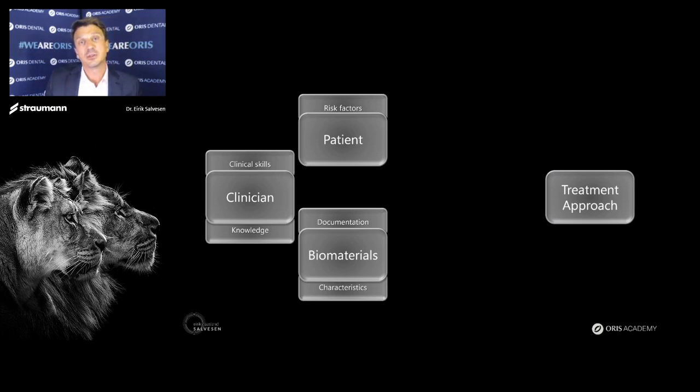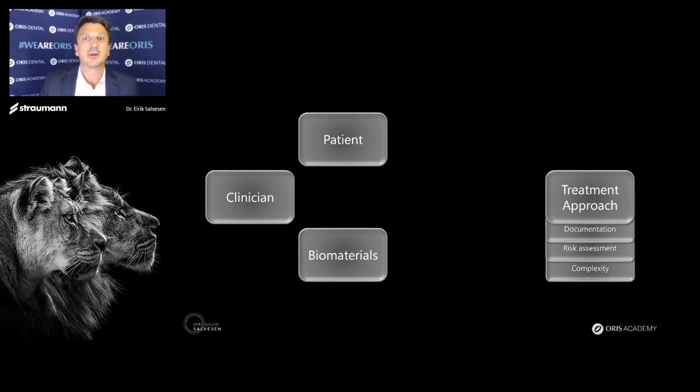If we look upon the patient, there are several risk factors. We have the medical risk factors, the dental risk factors, the anatomic risk factors, and also the habitual, like smoking. They all need to be considered as a part of the treatment plan. On the clinician side, it's the balance between clinical skills and knowledge. It doesn't matter how much you know if you can't perform it in the clinic. And it doesn't matter how brilliant a surgeon you are if you're not able to translate knowledge into clinical reality. So all of these aspects need to be considered from the patient perspective and also from the clinician perspective.